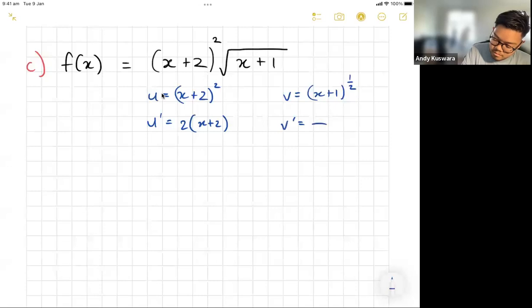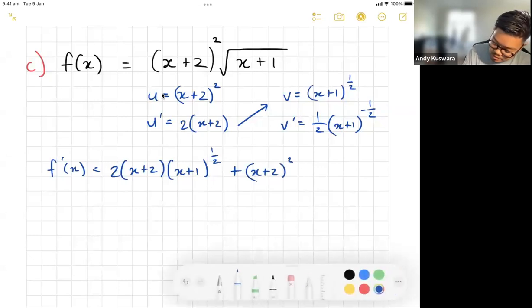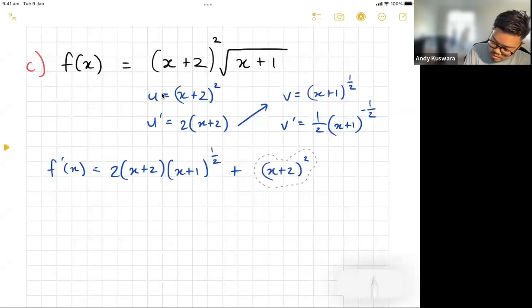v dash is about the same: power comes down the front, bracket stays, take away 1 from the power. Okay, and now f dash x becomes this times this. So I have 2 times (x plus 2) times (x plus 1) to the half, sorry, to the negative half. And then I'm going to add the other one, which is (x plus 2) squared times half. Now looking at that, I like to put the numbers out front. So I'm going to put the half out the front, and then I still have (x plus 1) to the power of negative half. Hopefully you can see that's where it came from.